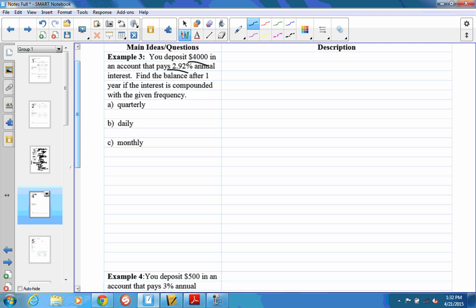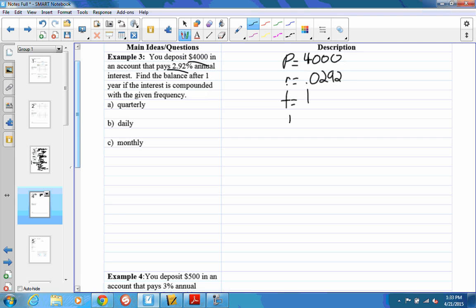So let's first go through. But doesn't annual interest mean yearly? Yes, hold on. I'm going to show you how this works. Let's get our variables. What's my principal? $4,000. Let's get my growth rate R in decimals: 0.0292, right? 2.92%. T: how many years am I calculating this for? 1 year. Just one.